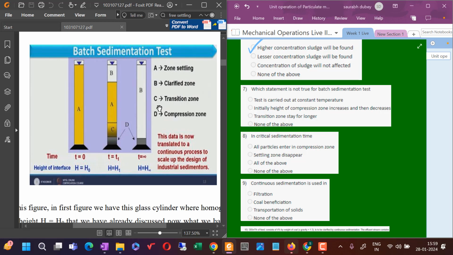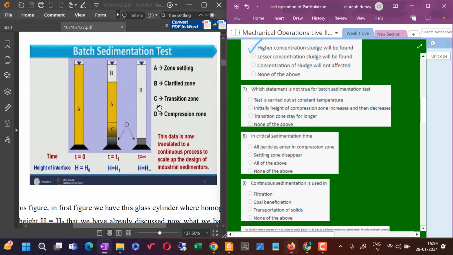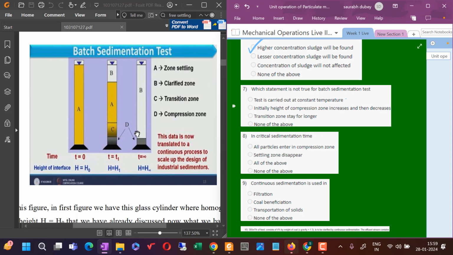Here, the test is carried out at constant temperature. This is correct. So which of the following is not correct? It is said that initially the height of the compression zone increases and then decreases. This is the compression zone. So first it increases, then decreases. This cannot happen. Compression zone height always increases.